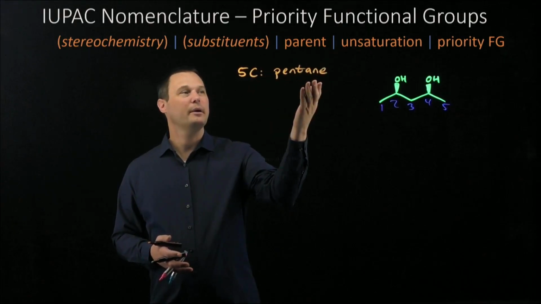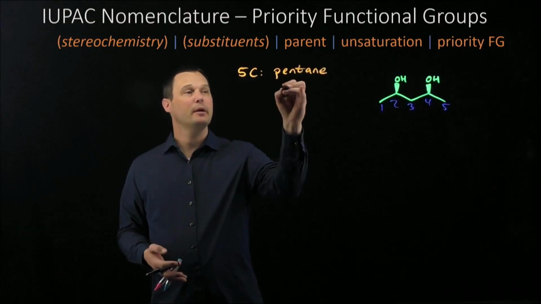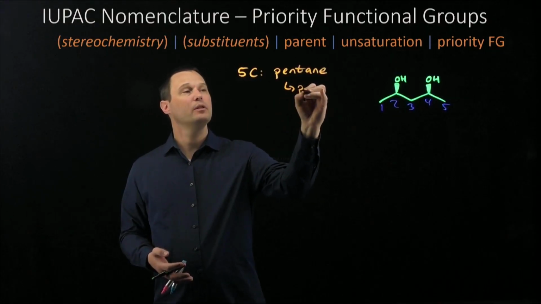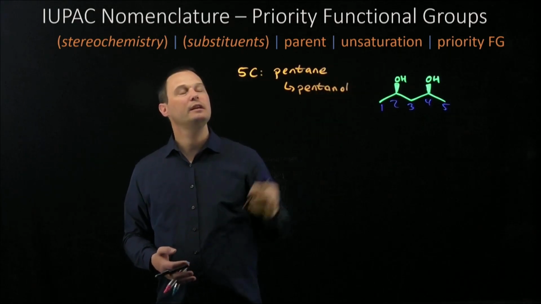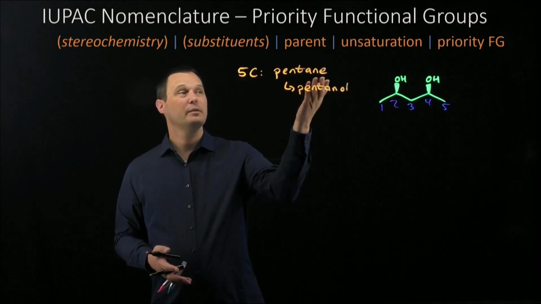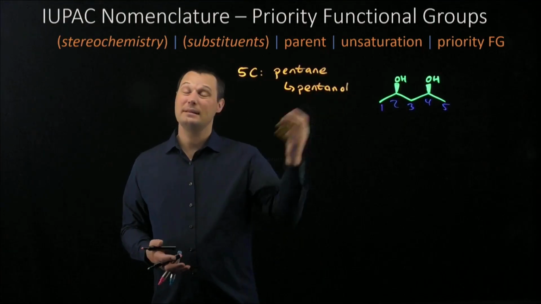Next, we update the parent hydrocarbon for unsaturation and priority functional groups. We don't have any unsaturation in the molecule, but we do have a priority functional group, and the way we update the parent name for an alcohol functional group is to change the E to an OL. This molecule is not going to be a pentane, it's going to be a pentanol. But it's not going to be a pentanol, though.